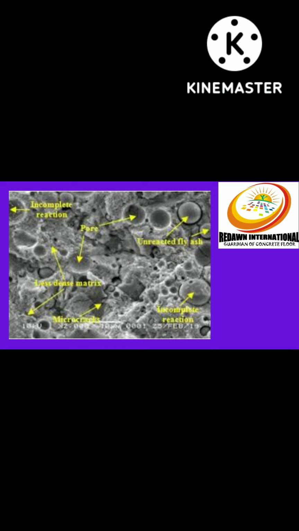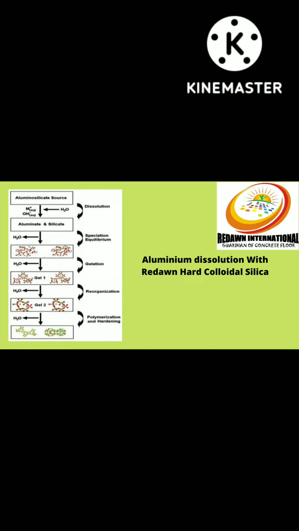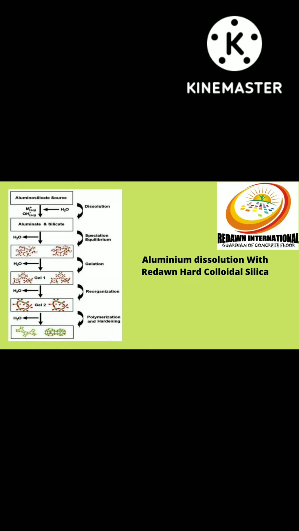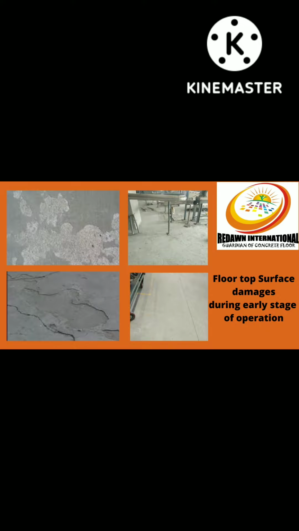But no reaction occurs with unreacted fly ash present in the concrete with sodium silicate made with weak base raw material. Redond hard colloidal silica hydroxle reacts with unreacted fly ash present in the concrete. It dissolves the fly ash's main constituents, silica and alumina, present unreacted in the form of a loose top wearing surface. This is the main reason why the top surface of most newly laid factory and warehouse floors erodes in the initial months of operation.